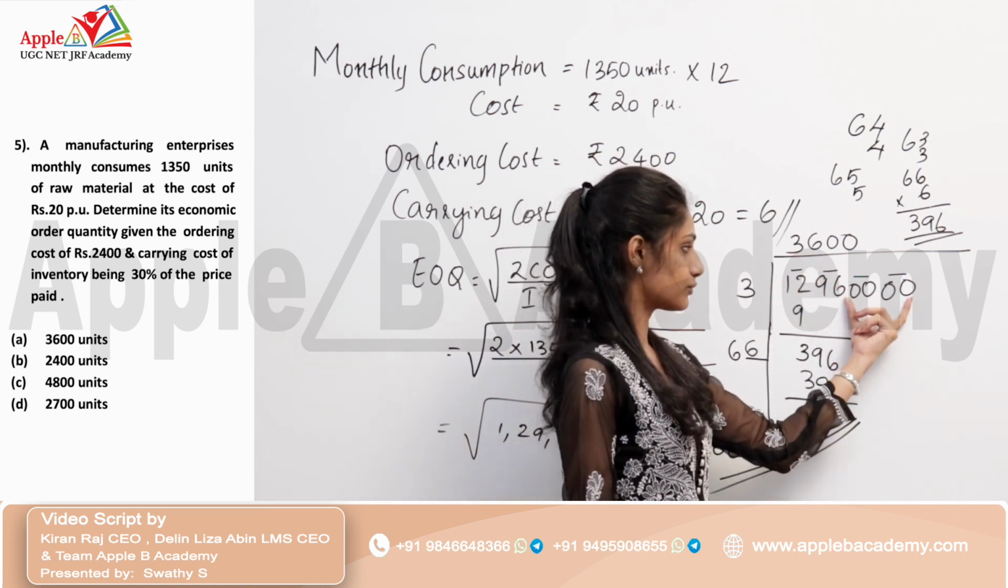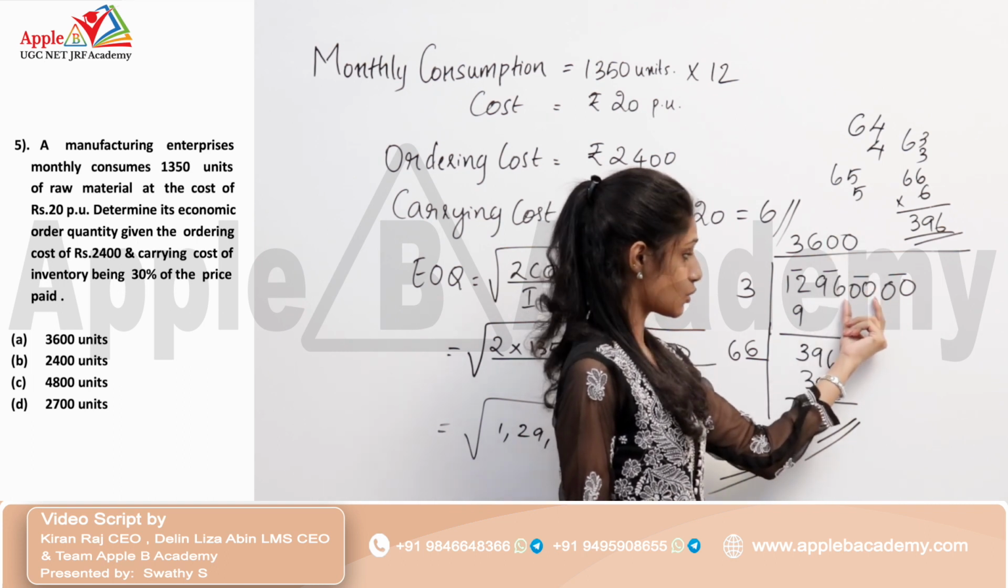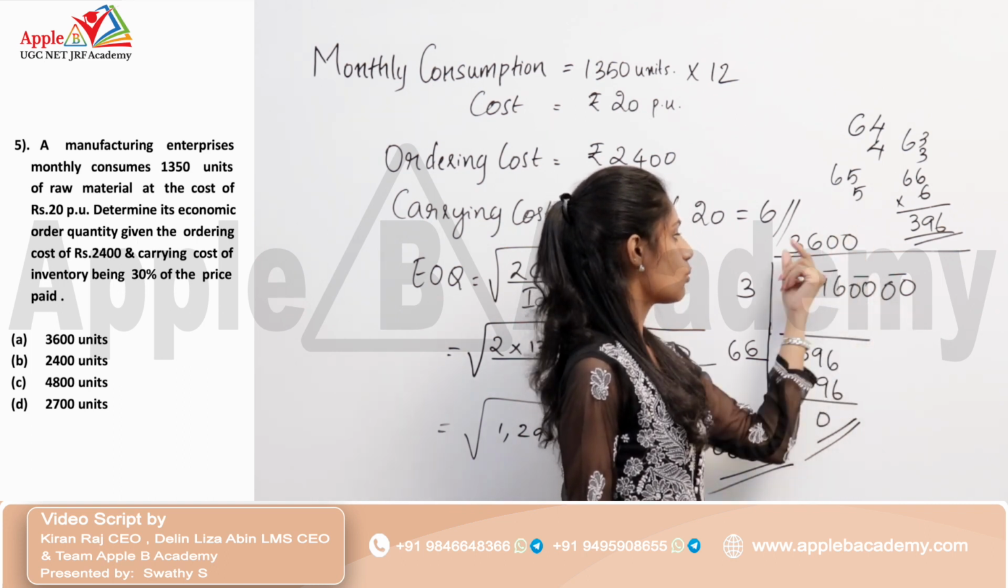In such a case you go for the zeros. As it is 0, 0, you can take 1, 0. Again 0, 0, 1, 0. The answer will be 3600.